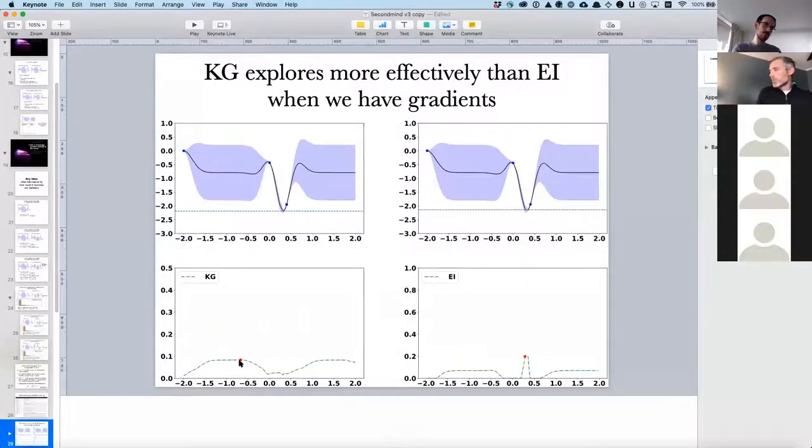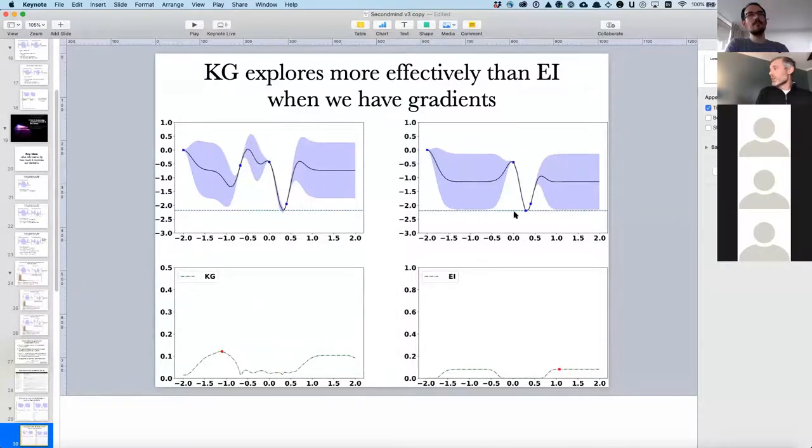So this first point, that's the point where the knowledge gradient acquisition function is maximized. So it wants to measure in this region here, where it's a big unexplored region. Whereas expected improvement wants to evaluate basically right here. That's going to give you a bit of an improvement over the previous best, but you're not really learning anything that's going to be super useful in subsequent evaluations.